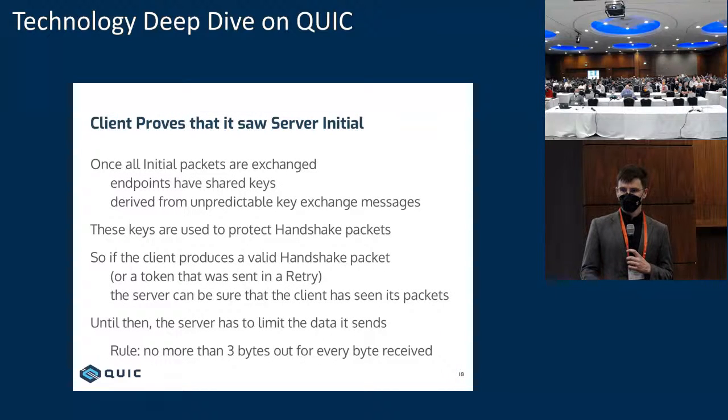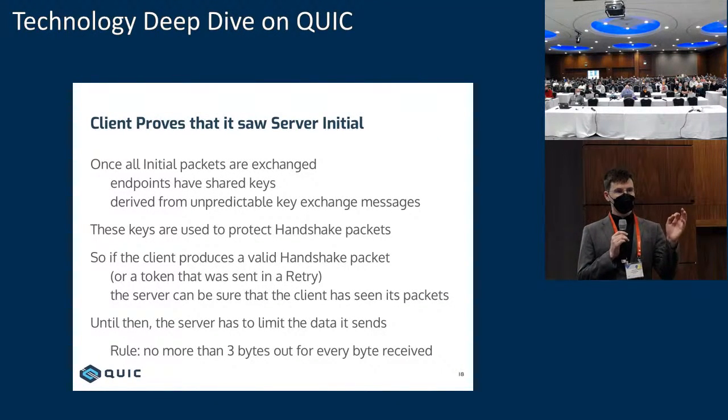So what we need to do is prove to the server that the client saw the server initial packet. How do we do that? It's very simple. The first exchange that happens in the clear between the client and server establishes some cryptographic keys, and it does that based on information in those packets. The next set of packets from the client, these handshake packets, use those cryptographic keys to generate new packet protection keys. If the client produces a valid handshake packet, that is because it saw everything that the server produced. And so we have what amounts to an implicit token at that point.